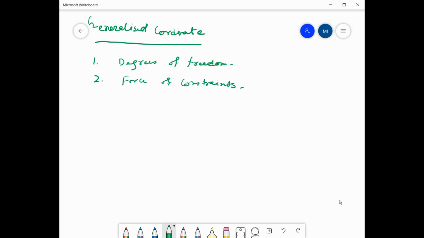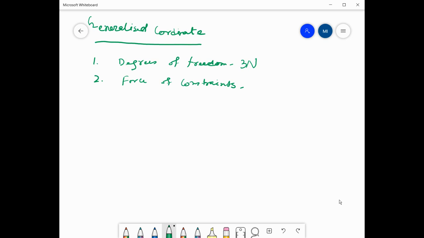Now, what is degrees of freedom? As the name suggests, degrees of freedom is how much freedom the particle has. Suppose a particle is constrained to move in a straight line, then its degrees of freedom is one. If it is moving in a plane, its degrees of freedom is two. If it is moving in three-dimensional space, then degrees of freedom is three. In general, a free particle has 3 degrees of freedom. And if there are n number of particles, then in the system there will be a total of 3n degrees of freedom.